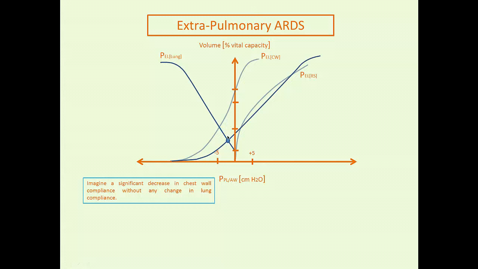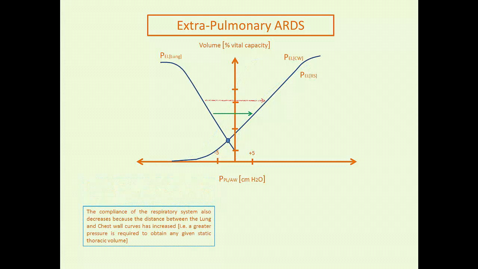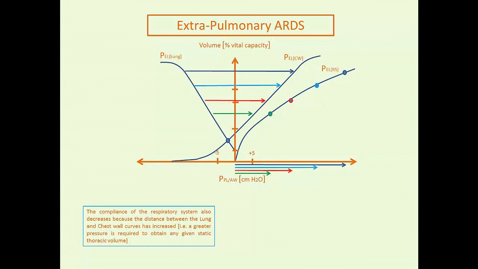There's a decrease in chest wall compliance. Your functional residual capacity drops, okay? Now there's an increase in pressure that must be generated for each given volume, but this is being driven by the drop in chest wall compliance. So the compliance curve of the respiratory system is decreased, but now look, your transpulmonary pressure is diminished, but your intrathoracic or pleural pressure is increased.